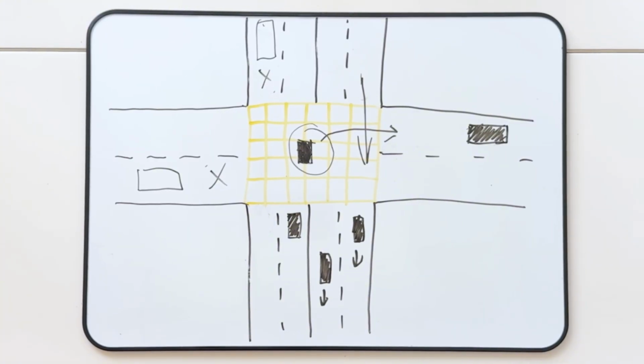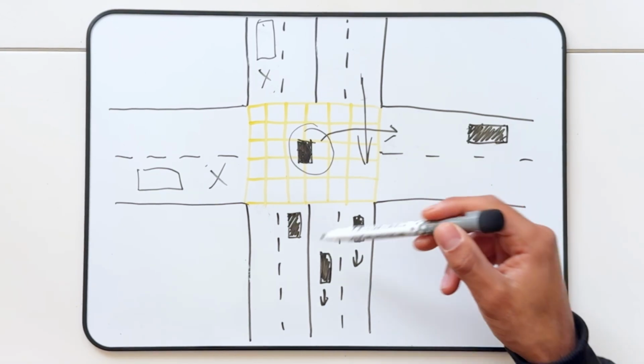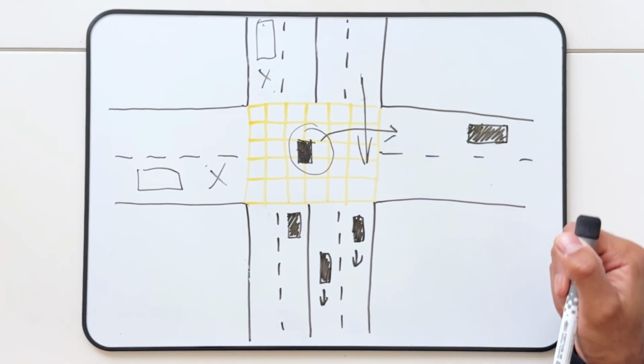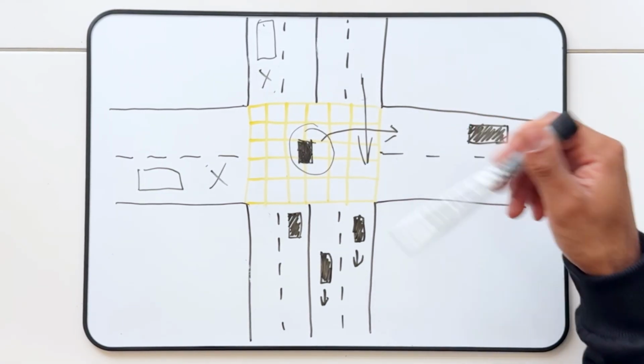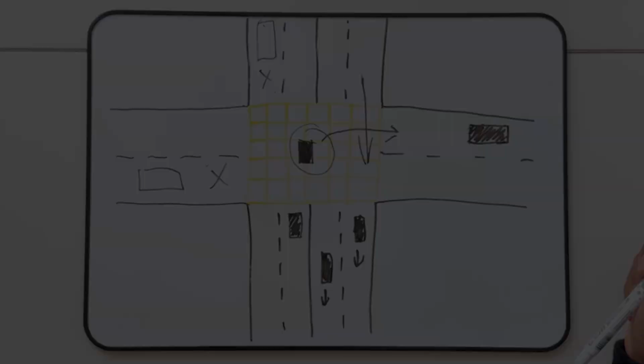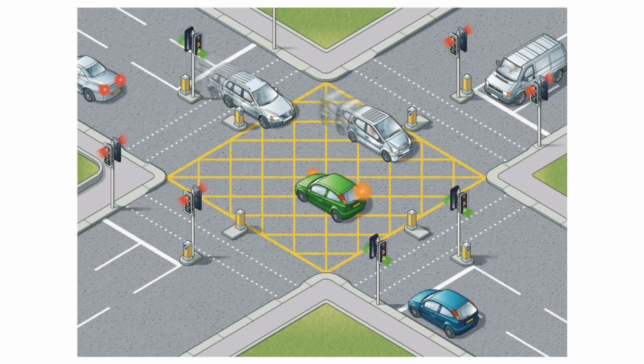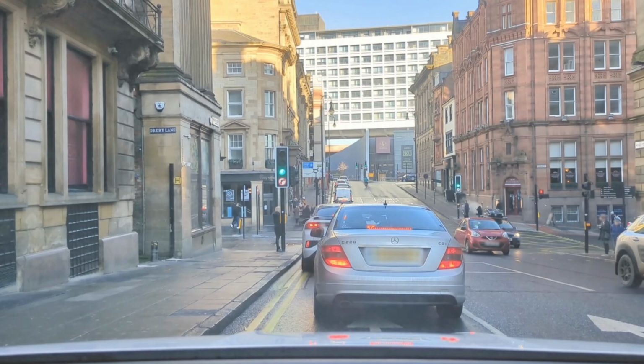As you can see, they're quite straightforward to understand if you remember the principles on how they work, and just remember that key point that the only time that you're allowed to stop in a box junction is if you're waiting to turn right and you're stopped from doing so by oncoming traffic. Great, so now we'll have a look at how that applies to a real life situation.